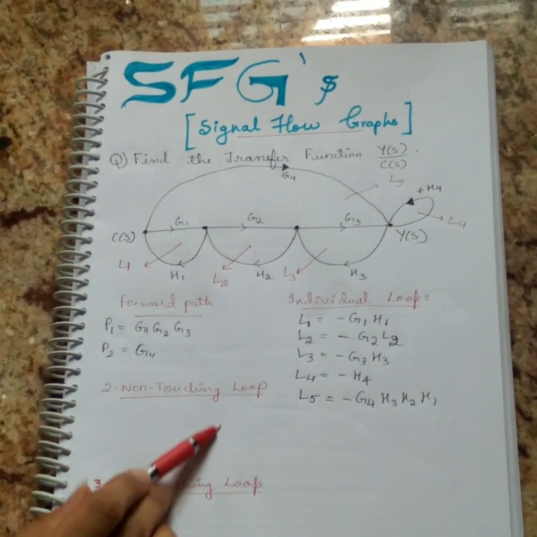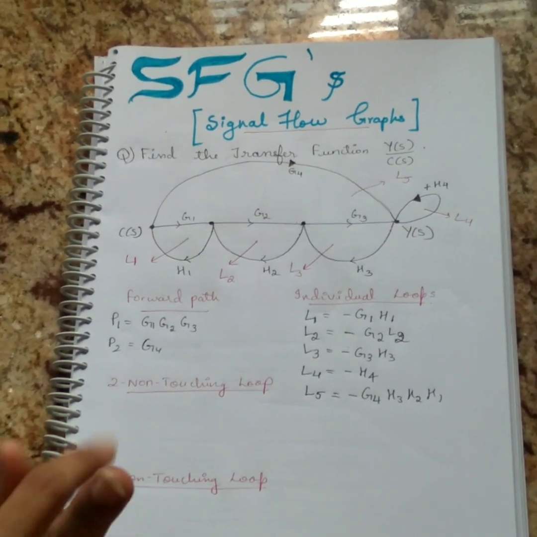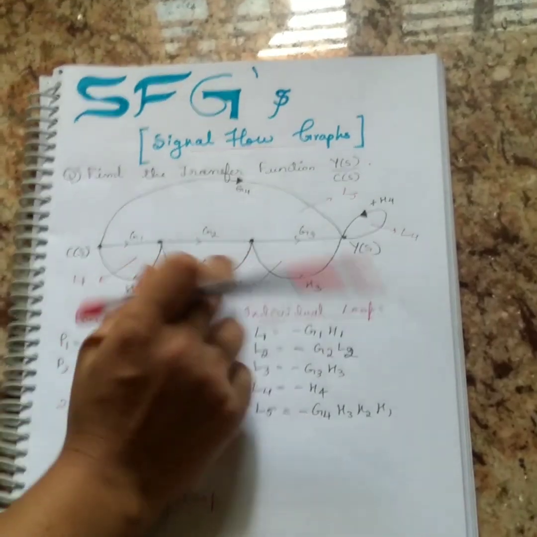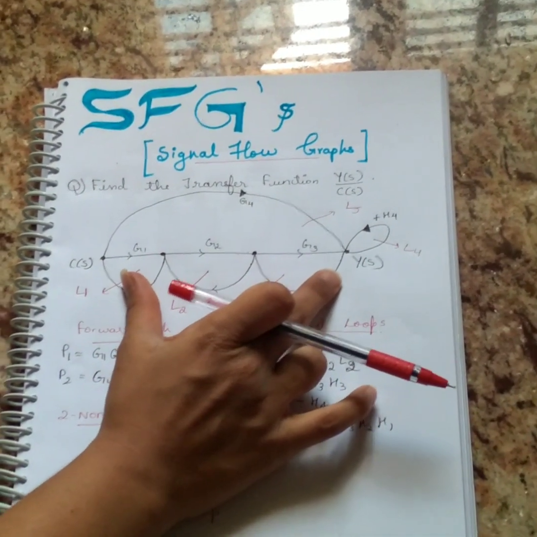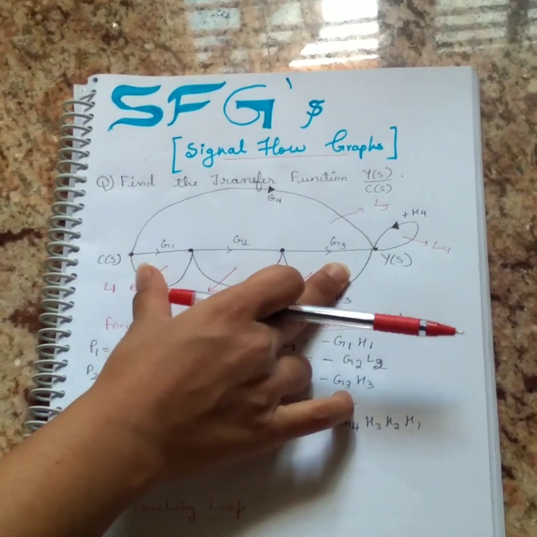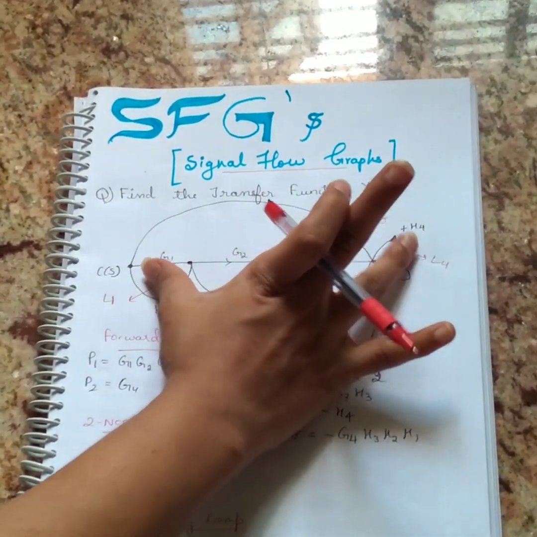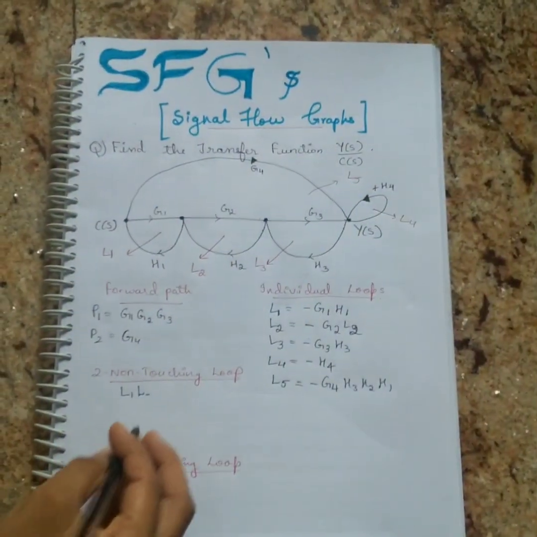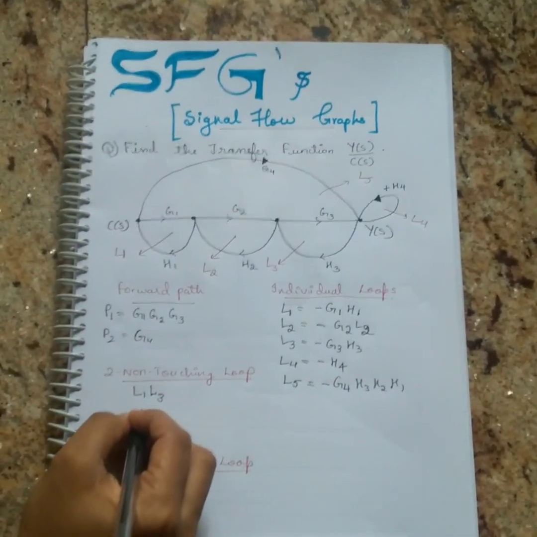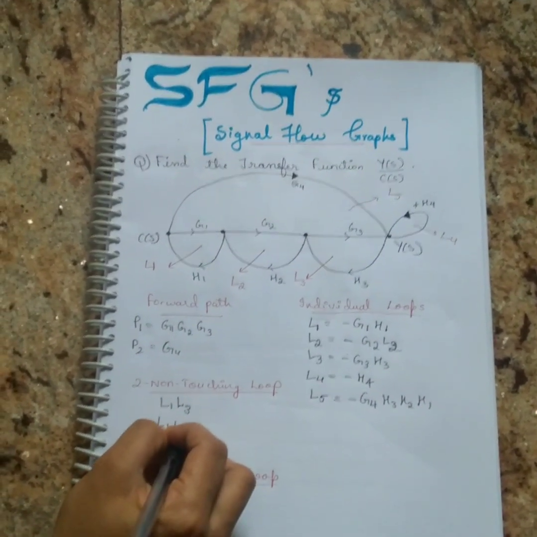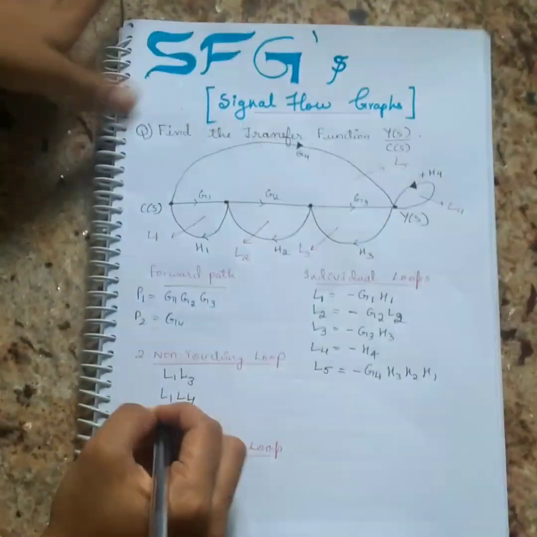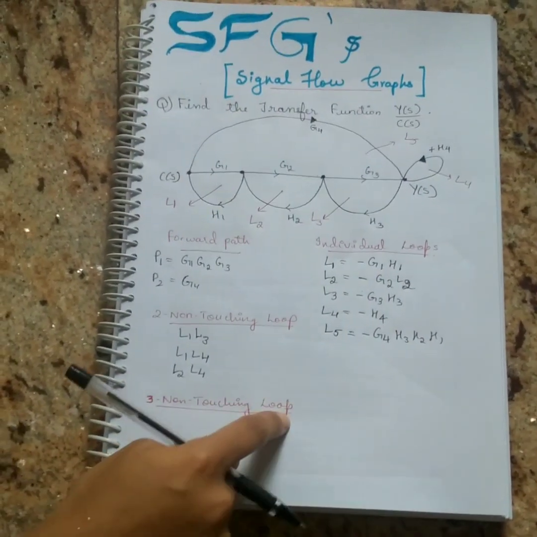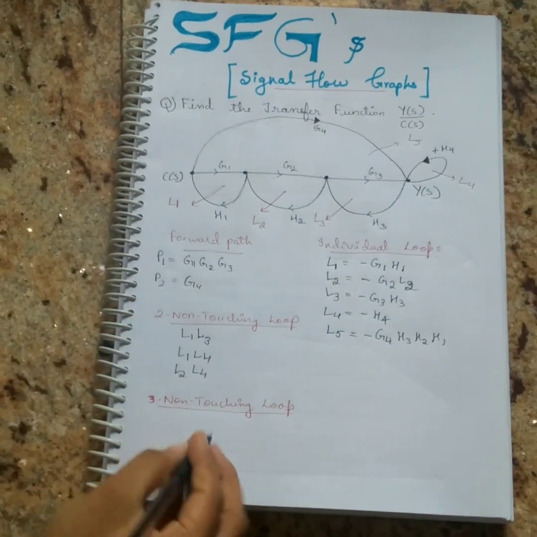Now let's come to the two non-touching loops. There are mainly three pairs of two non-touching loops. Here comes L1 and L3, which are non-touching, since there is L2 in between. The second one is L1 and L4. These two are also non-touching, and L2 and L4. Hence it is L1 and L3, L1 and L4, and also L2 and L4. So these three are the two non-touching loops. There are no three non-touching loops in this question, so that is none.